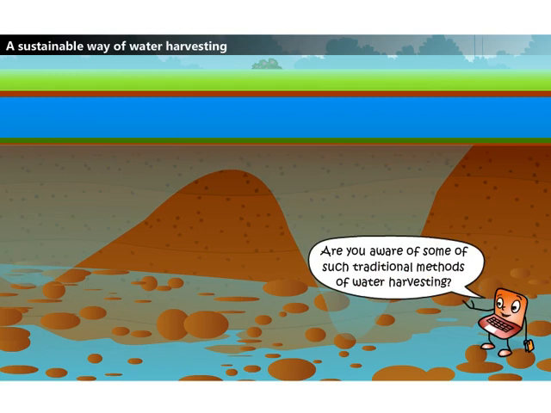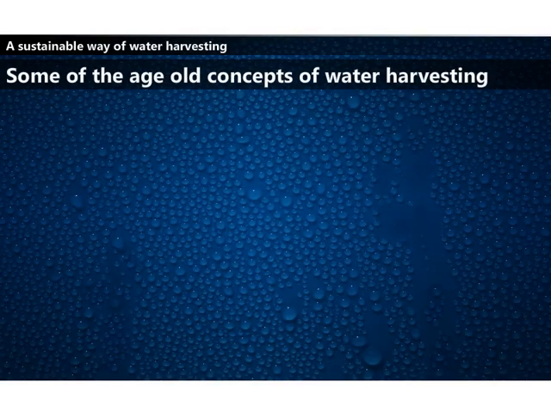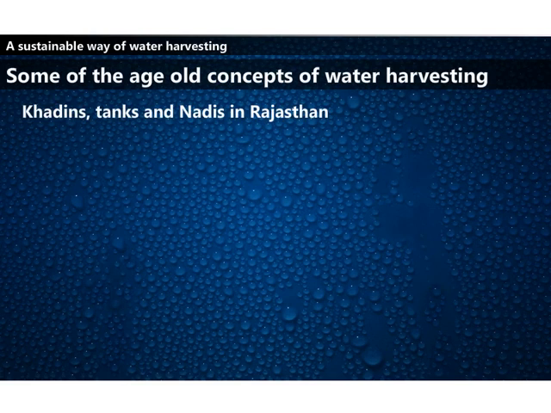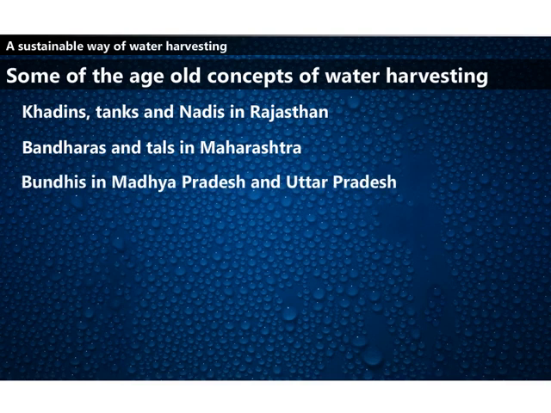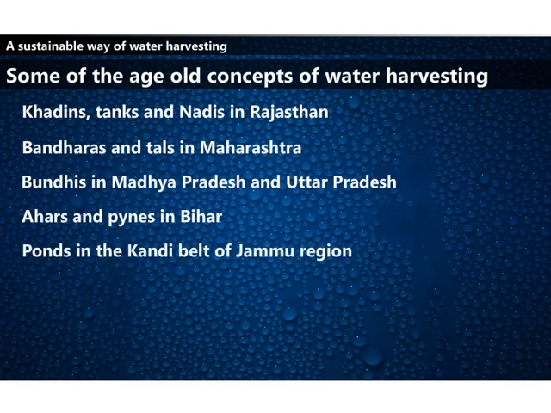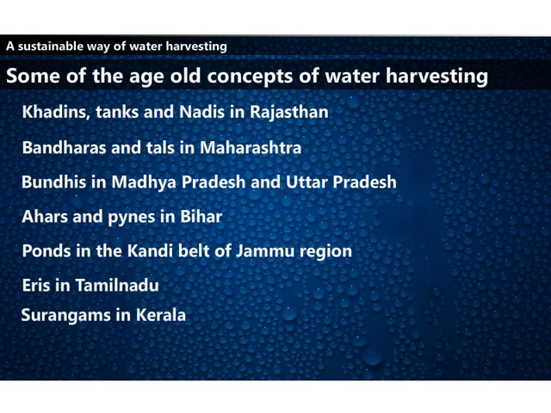Are you aware of some such traditional methods of water harvesting? Some of the age-old concepts of water harvesting are Kadins, tanks and nadis in Rajasthan, Bandharas and tals in Maharashtra, Bundis in Madhya Pradesh and Uttar Pradesh, Ahars and pynes in Bihar, ponds in the Kandi belt of Jammu region, Eris in Tamil Nadu, Surangams in Kerala, Kattas in Karnataka. These water harvesting techniques are highly localized and benefit the local people. That is why local people ensure proper management of these water resources.